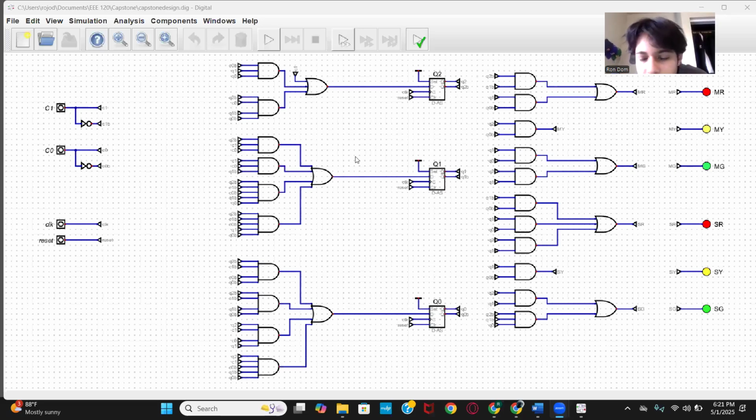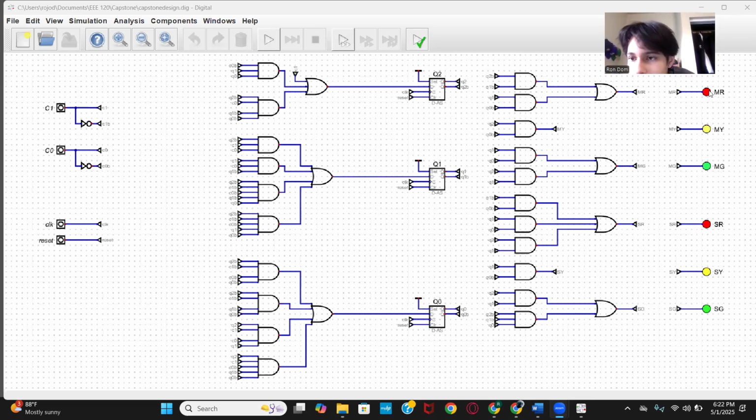To the actual fun part, which is my actual circuit in Digital. So you can see the 21 AND gates, the 7 OR gates, and the 3 asynchronous D flip-flops. I used a lot of tunnels in this design to make it simpler, because otherwise I'd have a lot of wires overlapping each other, and it's easier to see and understand and explain how the logic works.